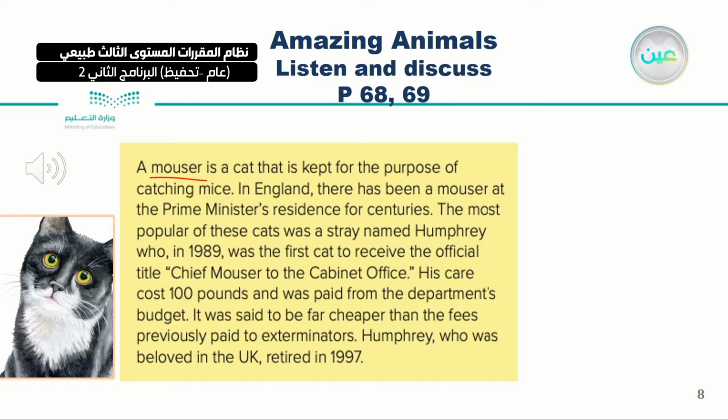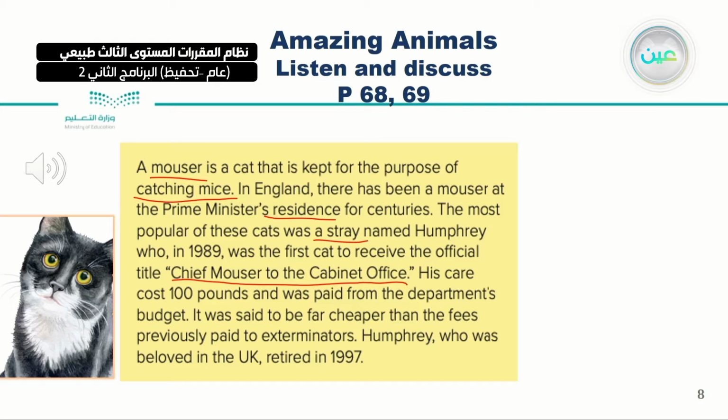He is the chief mouser to the Cabinet Office. So Humphrey here is a mouser, catching what? Catching mice. Nice. So in England, there has been a mouser at the Prime Minister's residence, the place or home where the Prime Minister lives, for centuries. The most popular of these cats was a stray named Humphrey.